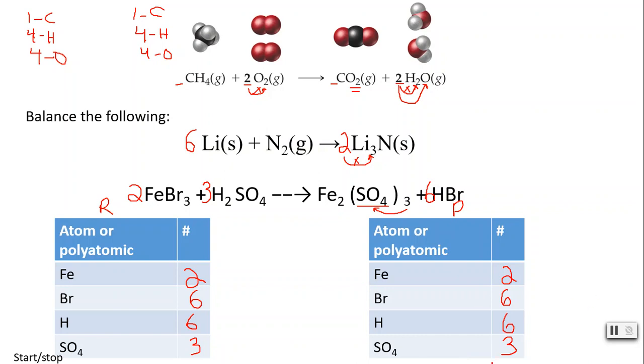3. So now I'm at the end of each of my charts. I'm going to go back and make sure that the number and type of atom match for each. 2 irons, 2 irons, 6 bromines, 6 bromines, 6 hydrogen, 6 hydrogen, 3 SO4s, 3 SO4s. So that is a balanced chemical equation.